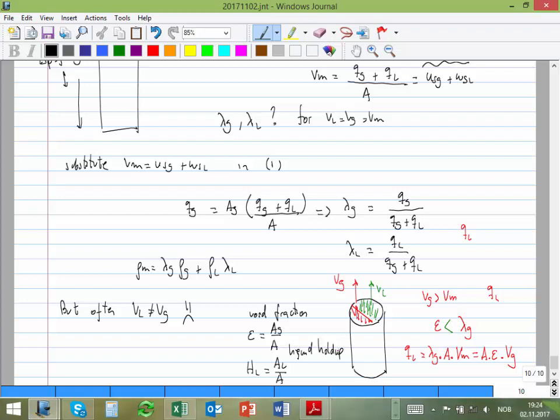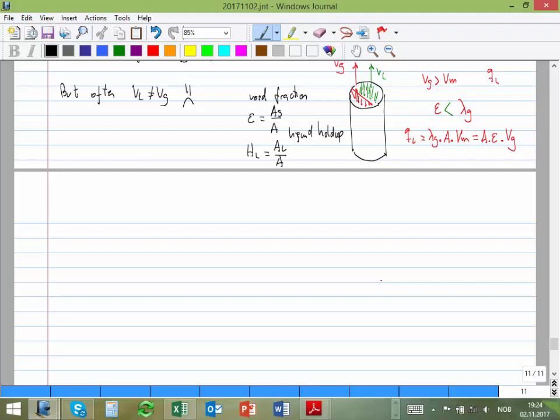And so when VL is different than VG, we call these the real gas and liquid velocities. Well, actually, we call them that always. The only thing is, in one particular case, they are equal to each other. So VG and VL are the real gas and liquid velocities.